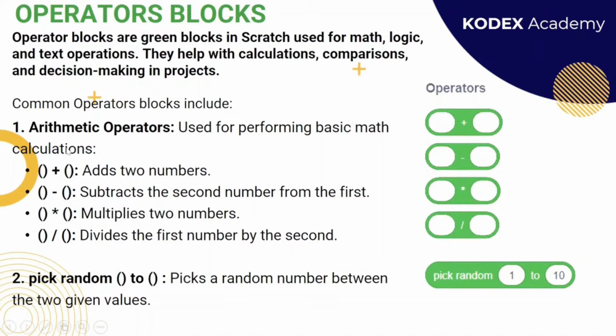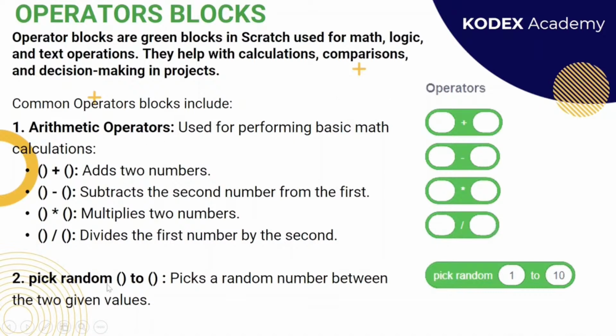So the first one is arithmetic operators. These blocks are specially designed to perform basic mathematical calculations: addition, subtraction, multiplication and division. You can do all four basic mathematical calculations with the help of these arithmetic operators. Here you can write one number and on the other side another number, and afterwards when you use this operator in your script, you will find the result as the addition of two digits. And same here, this one is used for subtraction, this one for multiplication, and this one for division.